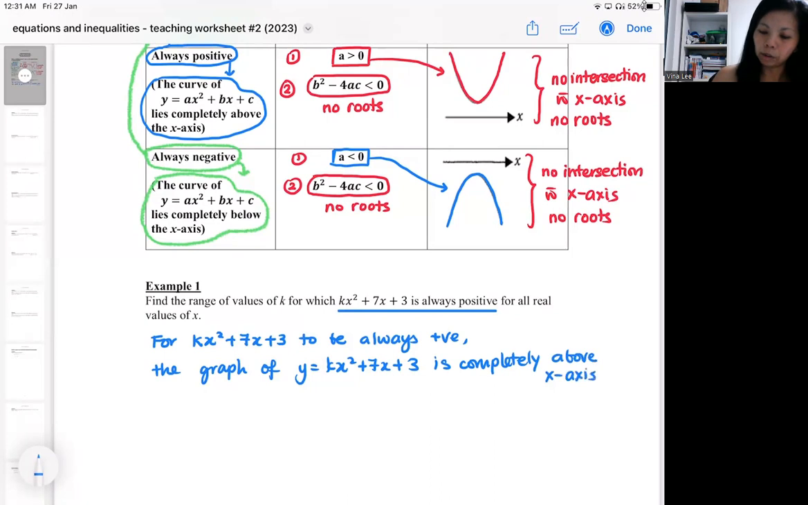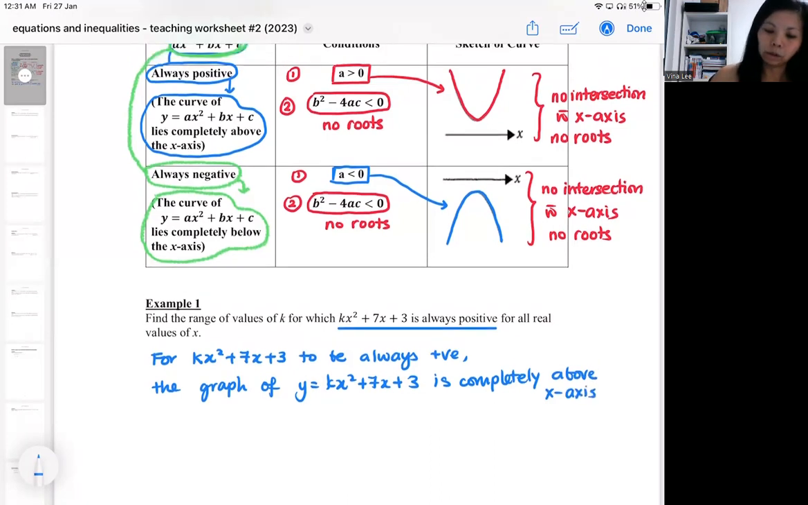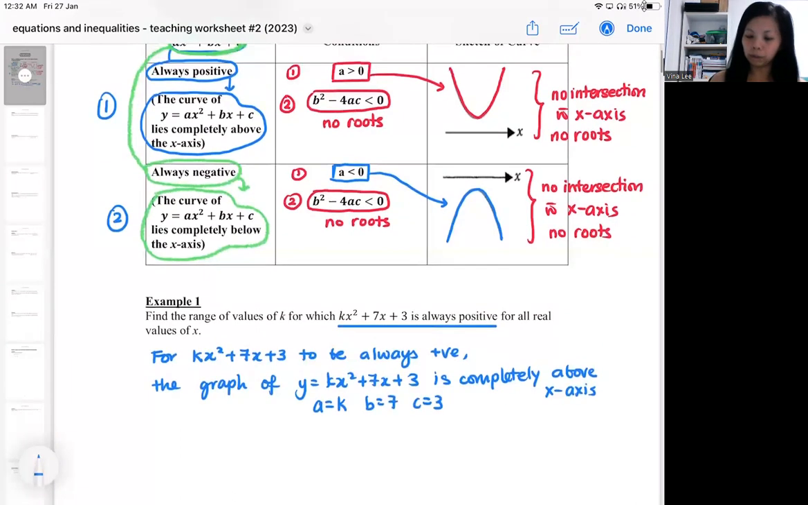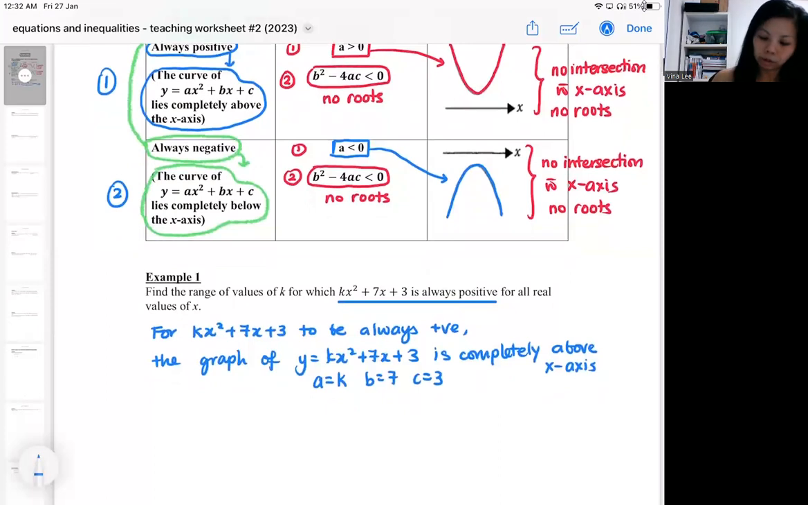So that is the first situation. So this will be the first situation, this will be the second situation. So there are two conditions for the first situation. So in our case, you explore the A, B, and C. Okay, so the condition says that A has to be positive. So the first condition will be K needs to be positive.